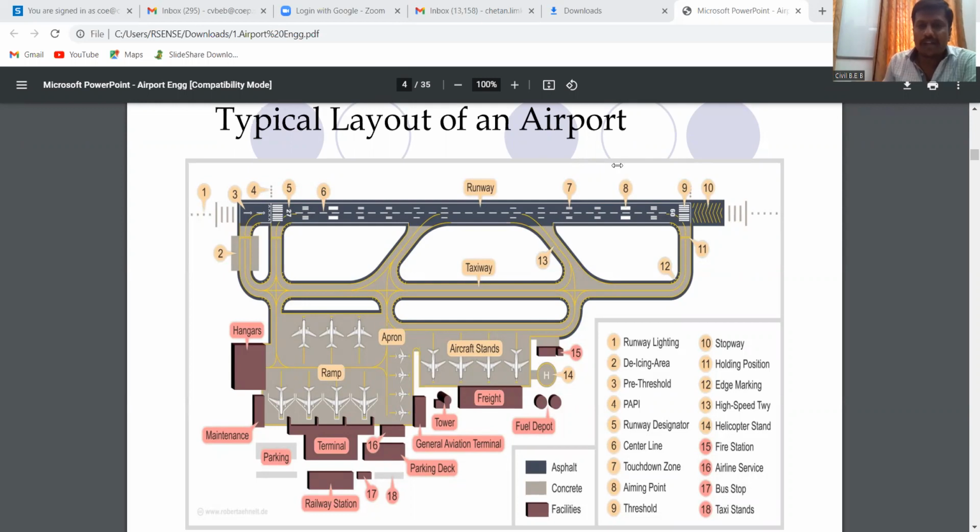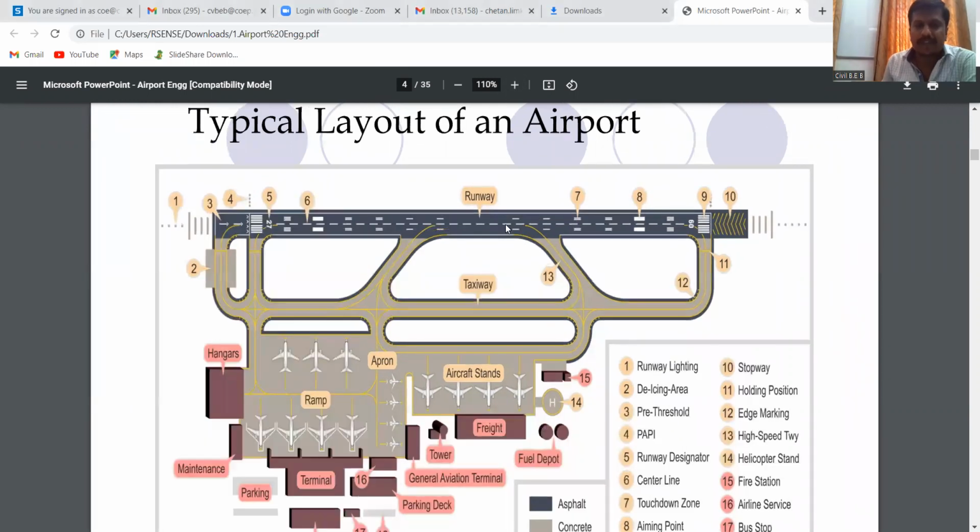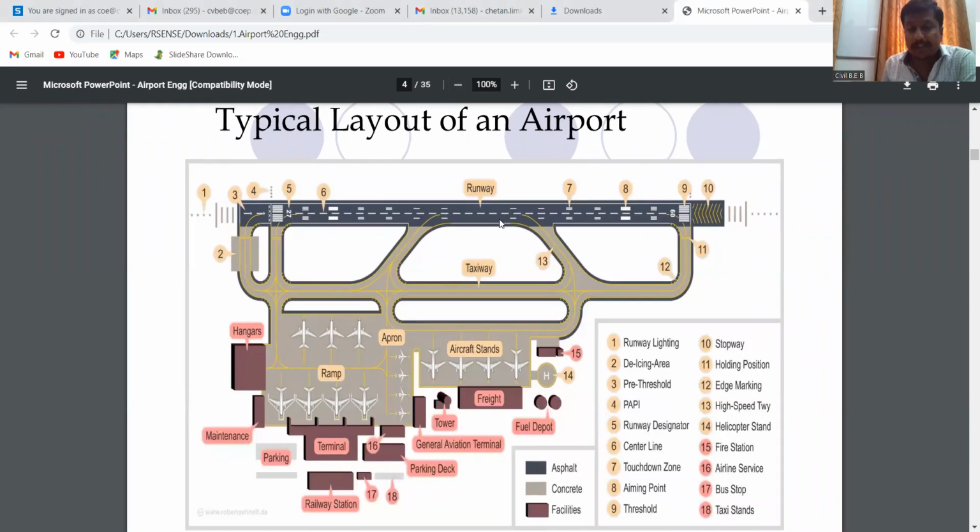If not, a typical layout is there in front of you. You can see it. This is a typical layout of an airport. And I think this diagram will be there in your university examination, maybe for 4 to 6 marks. You may get the question that you have to draw the typical layout of an airport and explain each component. So for each component, the numbers are given. Number 1, 2, 3, 4, 5, 6.